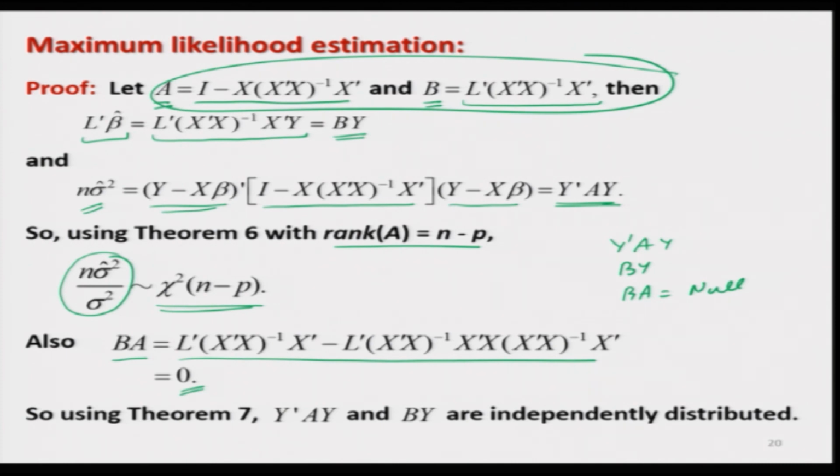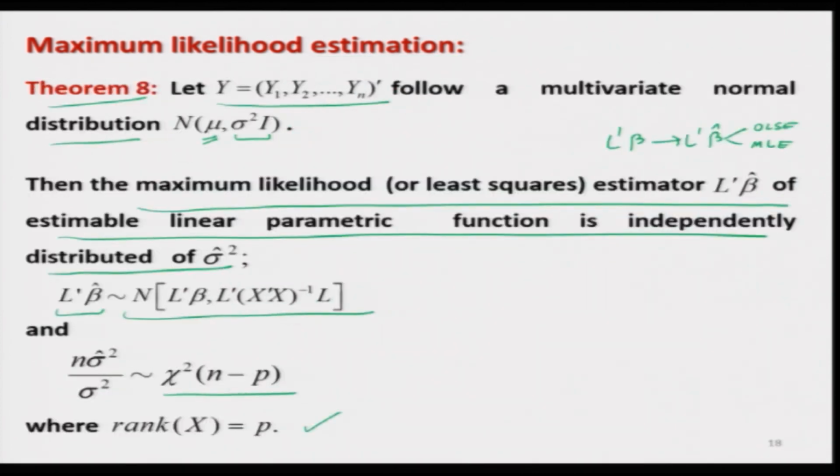So, using theorem 7 from earlier, we can write that yᵀAy and By are independently distributed. So, you can see that now you have proved all the results: that this is normal, this is chi-square, and both are independently distributed.